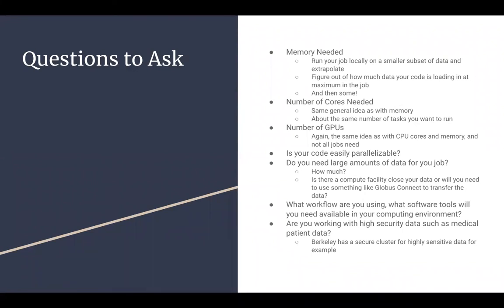So in the case of memory, something simple you can do is run your job locally on a smaller subset of the data and extrapolate from that to see how much more memory you're going to need. You can also just analyze your code to see how much data is being loaded in at any given moment. And then you're always going to need some extra for unforeseen things and the code itself. The same general idea applies to the number of CPUs you're going to need. And it can also be understood as the number of tasks that you want to run at the same time.